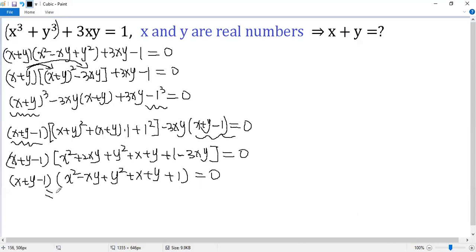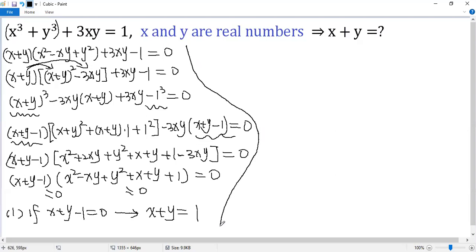So either the first factor equals 0 or the second factor equals 0. For the first case, if x plus y minus 1 equals 0, adding 1 to both sides, we get x plus y equals 1. Let's consider the second case. If x squared minus xy plus y squared plus x plus y plus 1 equals 0.